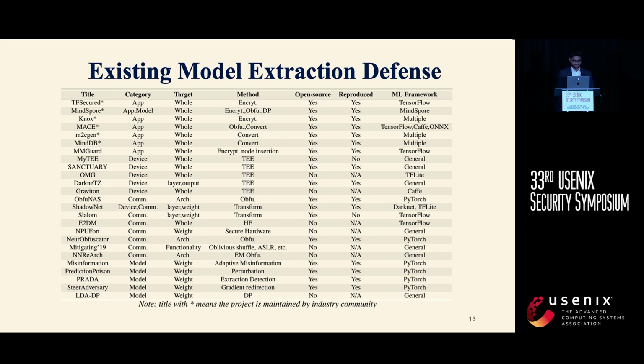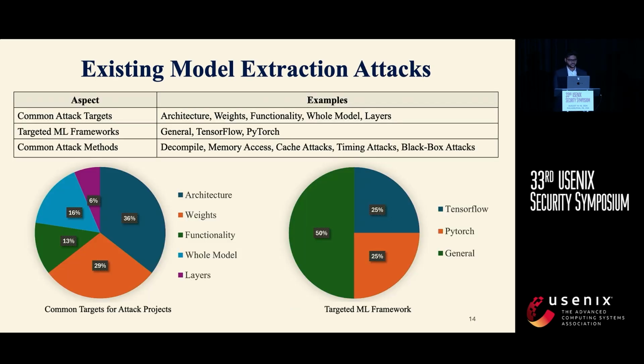We have briefly described these projects in our paper. From the previous two tables, we see that model extraction attacks typically target the architecture, the weights, the functionality, and lastly, the whole model and its layers. We also see that the most commonly targeted ML frameworks were TensorFlow, PyTorch, and the general framework. And the attacker here uses attack techniques like decompilation, memory access, cache or timing attacks, and lastly, the black box attack.